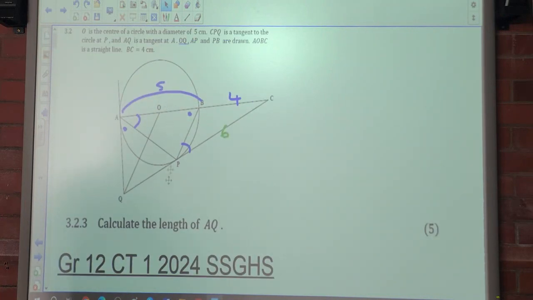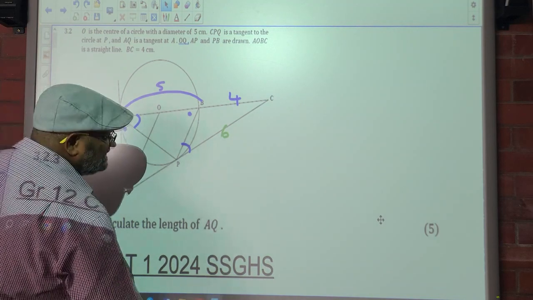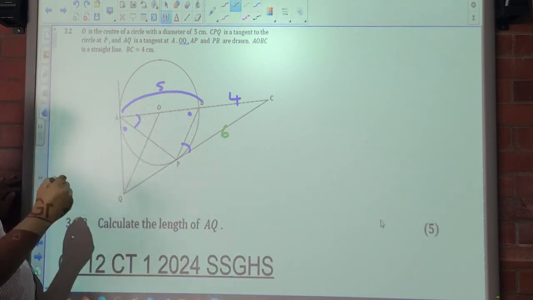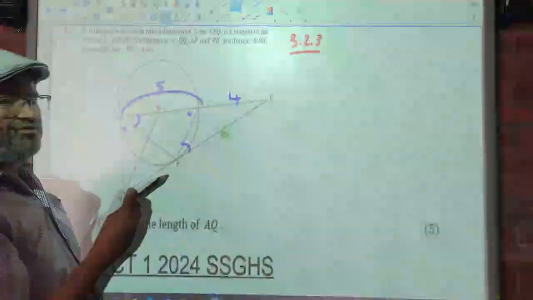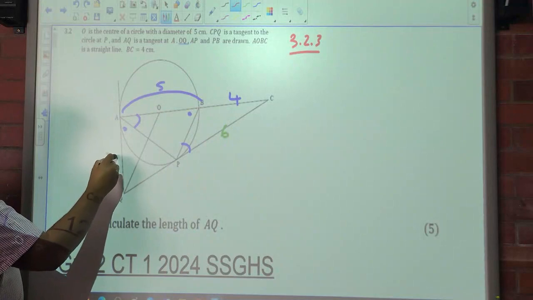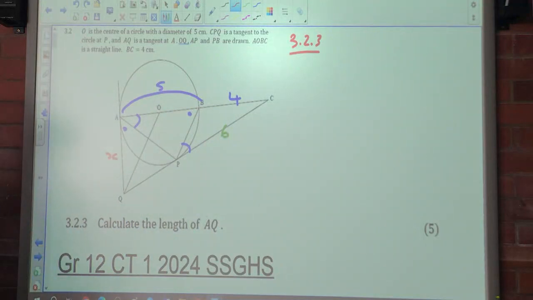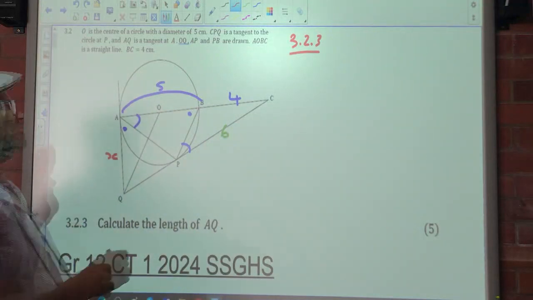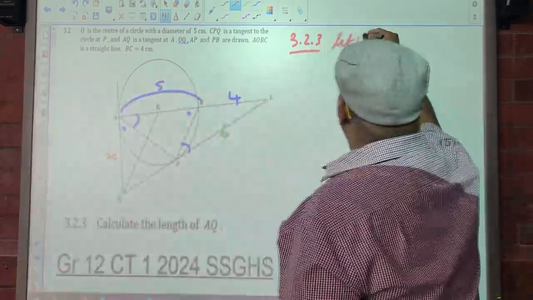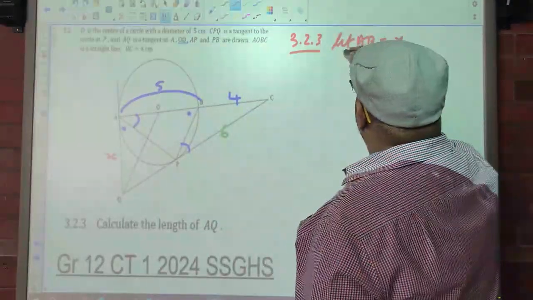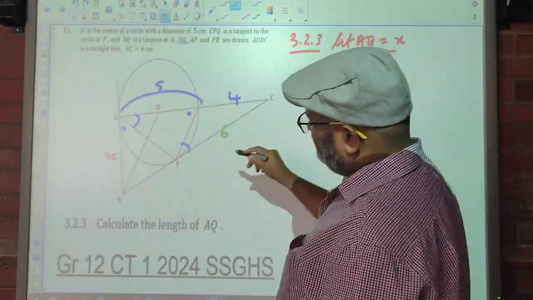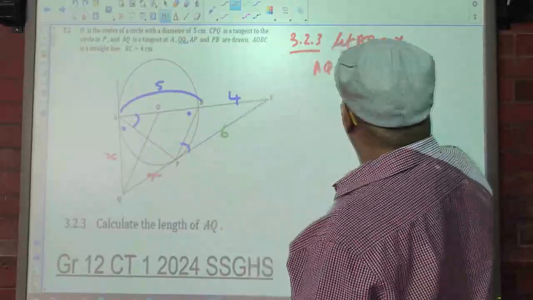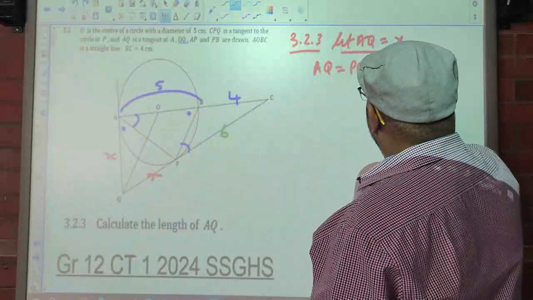Now the question says, calculate the length of AQ, which is this length. So what I did was I let AQ be X, just to make it easier for me to see. But we know that AQ equals PQ, which is equal to X.